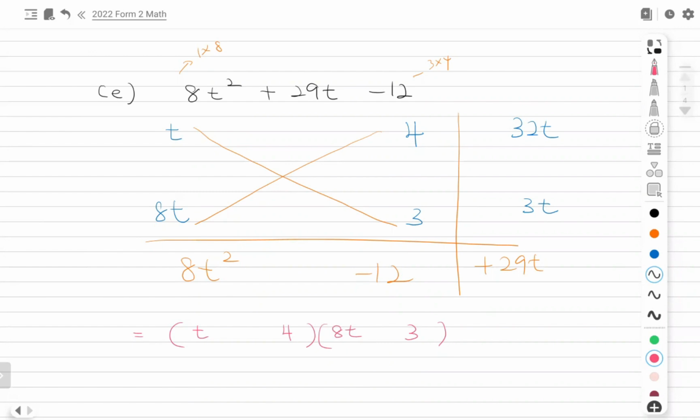So, we wait for Kai Chen and Joe. Just a while. Okay, I see your answer already. t plus 4, 8t minus 3. Yes, correct. So positive, this one negative. 32t minus 3t, then become positive 29t. Yeah, correct.